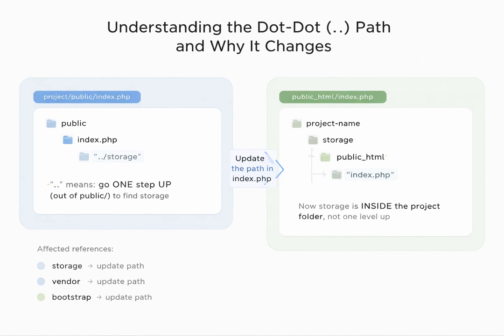But once you move index.php up to the root of public HTML, it's no longer inside public anymore. So ../ no longer points to the right place. You have to update those references in index.php to explicitly point to the project folder. For example, project_name/storage instead of ../storage. The same applies to vendor and bootstrap. This path update is essential. Without it, the application will break.